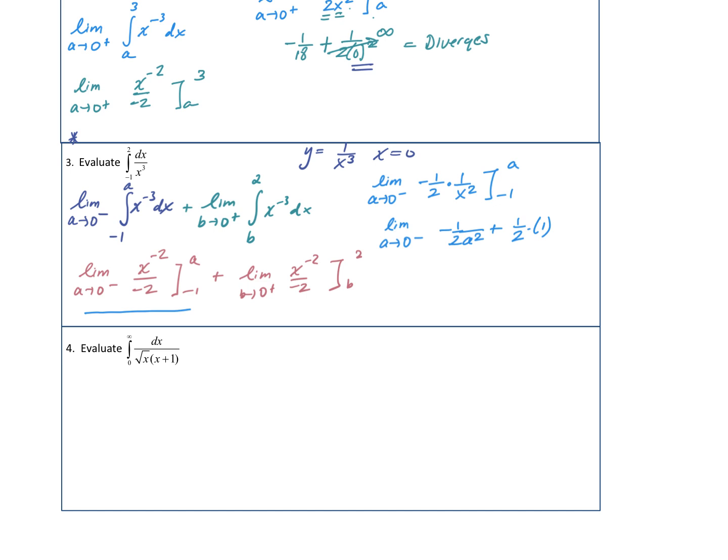So this would plug in the 0 here. This is going to go to infinity. So this is going to diverge. This is a half. Now I didn't even work this side out yet. I don't need to, because this diverges.